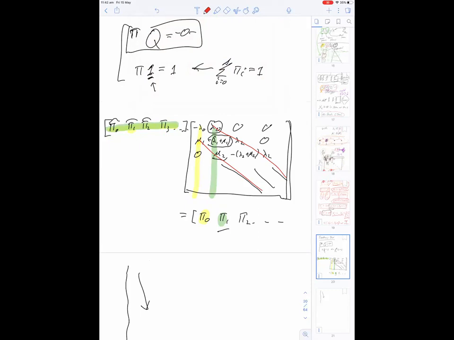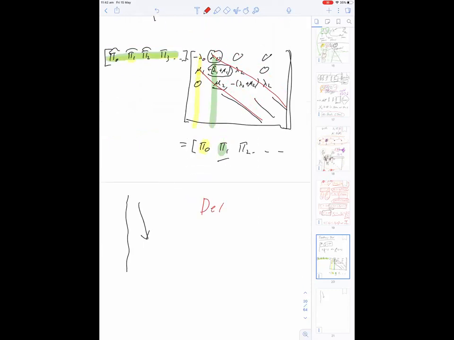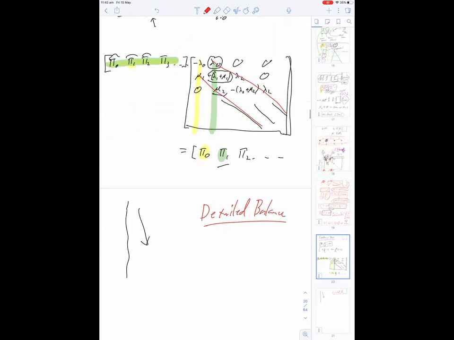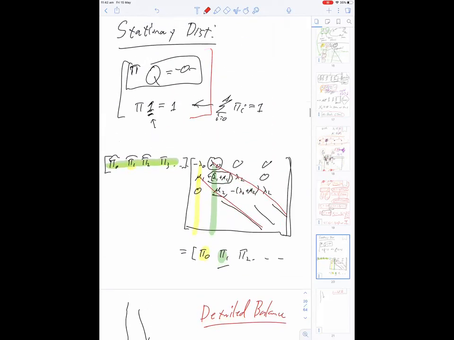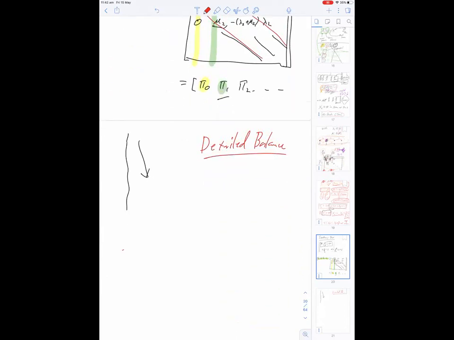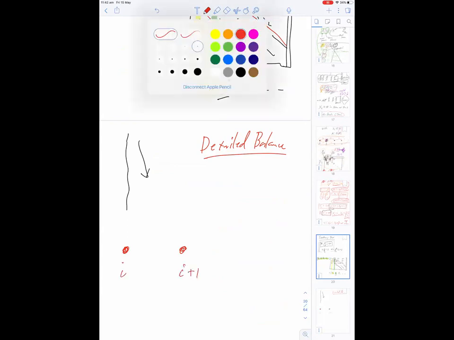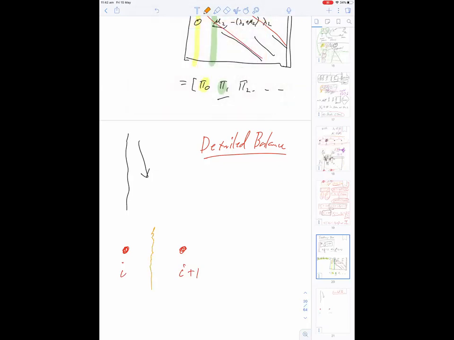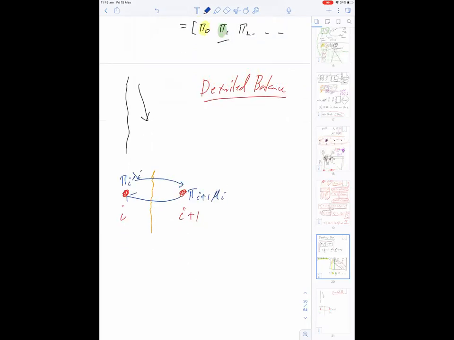Now you can also do it in an even nicer way using something called detailed balance, which we're only skimming, but I'll go there and show it to you now. Detailed balance is a slightly different set of equations. Instead of looking at these equations, we look at each two states, say state I and state I plus one, and put an invisible line between them. If there exists a stationary distribution, then pi I times this rate, lambda I, must equal pi I plus one times this rate, mu I. So you actually get a different system of equations.